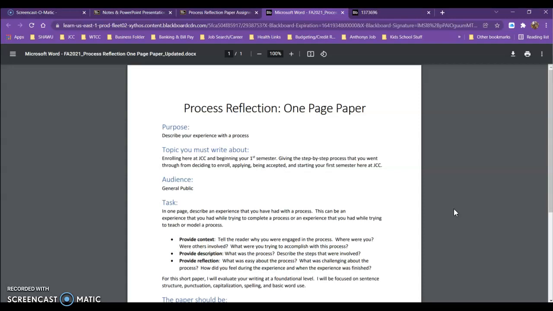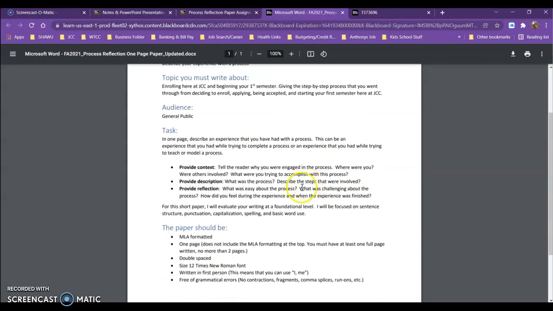Now, obviously, your audience is going to be just the general public, so keep that in mind. You're writing a one-page paper, and you're describing that experience, making sure that you're providing these pieces of context. You're going to tell the reader why you're engaged in the process, all those good things. You're going to provide a description and reflection. So it could be a 3-paragraph kind of paper. You could make it 5. It's up to you, but it only has to be one page. And I'm going to talk a little bit more about what that means.